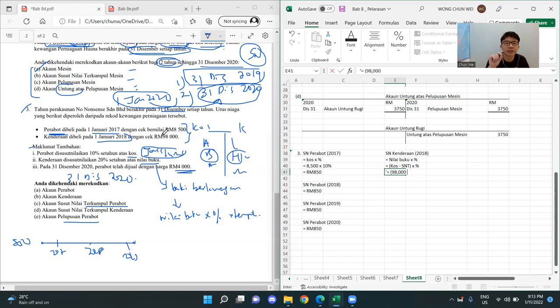But then for this question for 2018, the cost is 98,000, isn't it? But then do we have S&T on 1st January 2018? For 2018, definitely kita belum ada S&T. So I have to minus 0. Times the percentage is 20%. And then you get how much? So 98,000 times 20%, you get 19,600. So this will be the susut nilai for 2018.